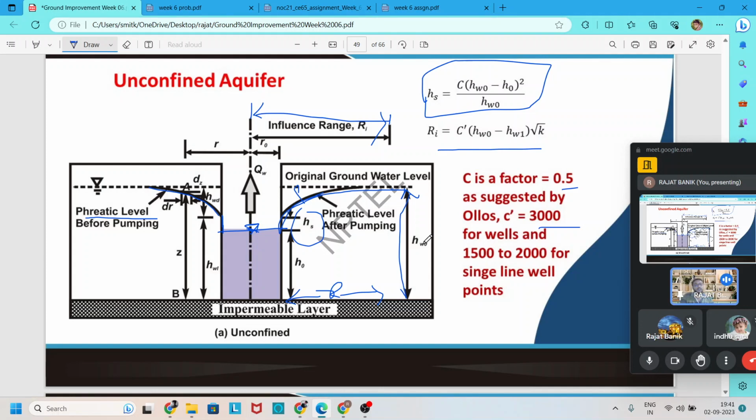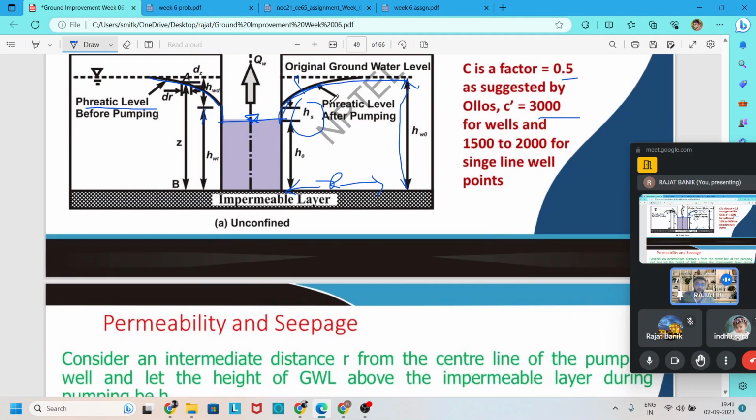And HW naught is the original groundwater table, the height of the original groundwater table. HW1 is H naught plus Hs. That means up to the phreatic line or drawdown line, the height. And K is the permeability of the soil. Now we find out the permeability of the soil by Darcy's law.